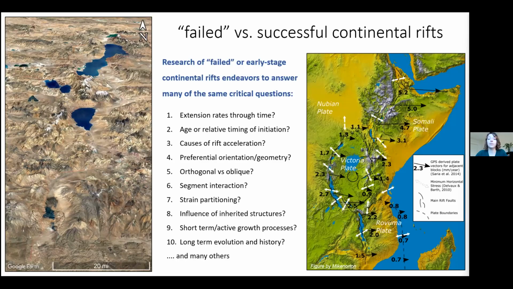Additionally, the study of failed or early stage continental rifts endeavors to answer many of the same critical research questions as successful continental rifts. From the evolution of extension rates through time to preferential rift geometry or short and long-term growth and evolution processes, there's much information to be gained by studying failed or early stage continental rifts.